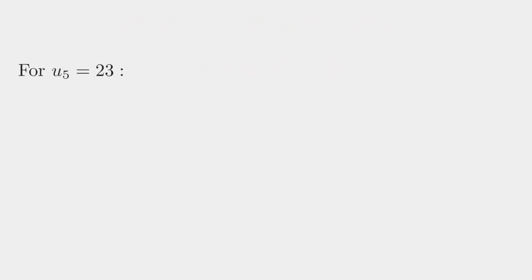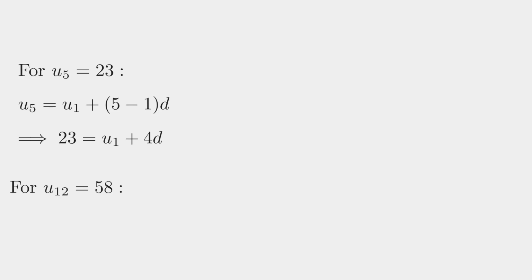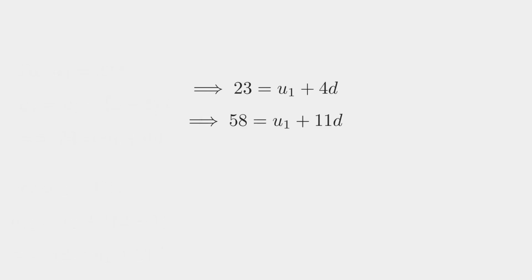For U5 equal to 23, U5 is equal to U1 plus 5 minus 1 times D. This simplifies to 23 is equal to U1 plus 4D. And for U12 equal to 58, we have U12 is equal to U1 plus 12 minus 1 times D. This simplifies to 58 equal to U1 plus 11D. Now, from these two equations, we can create a system of equations where we have 23 is equal to U1 plus 4D and 58 is equal to U1 plus 11D.